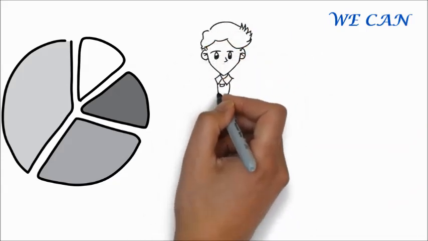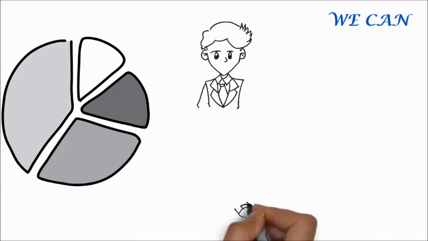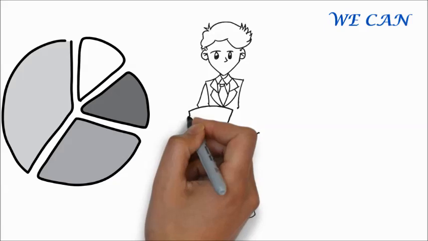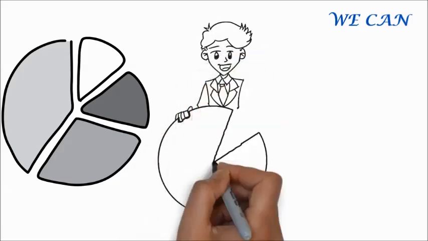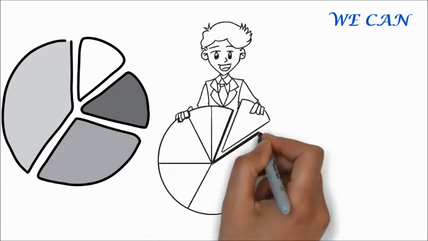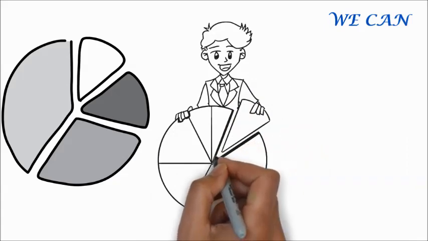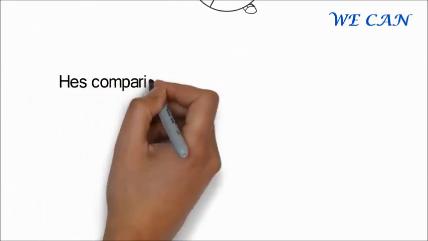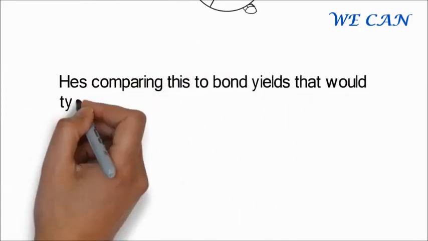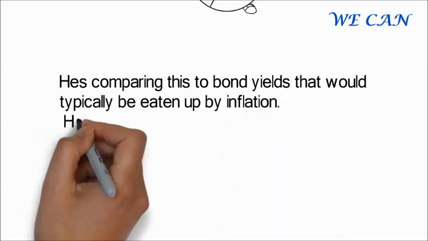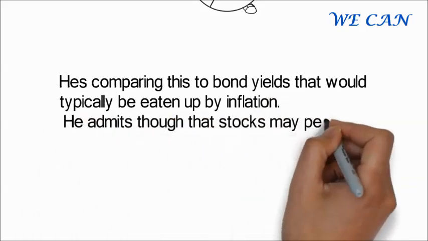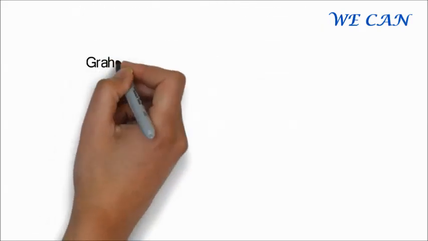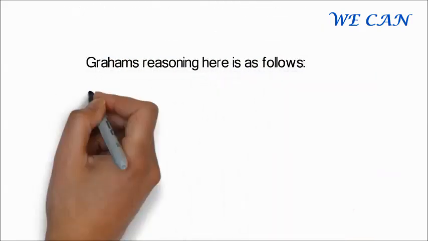Graham focuses immediately on the concept that inflation will be felt most with portfolios that focus on fixed dollar income rather than ones that vary with the market, essentially stating that high-quality common stocks have typically been able to better accommodate desired returns during periods of high inflation. He is comparing this to bond yields that would typically be eaten up by inflation. He admits though that stocks may perform better than bonds, but there will always be two influences on those equity markets. Graham's reasoning here is as follows.